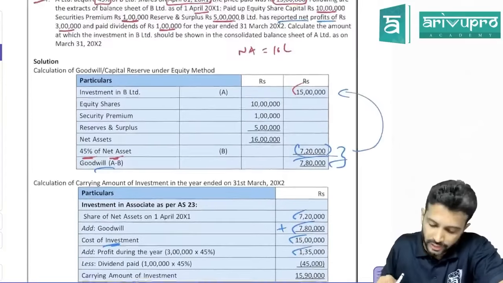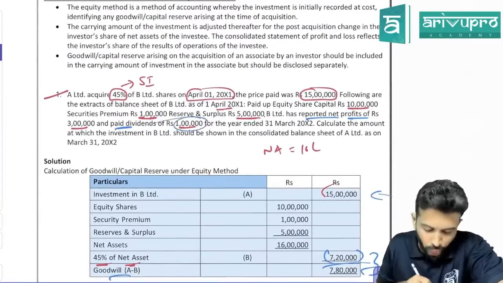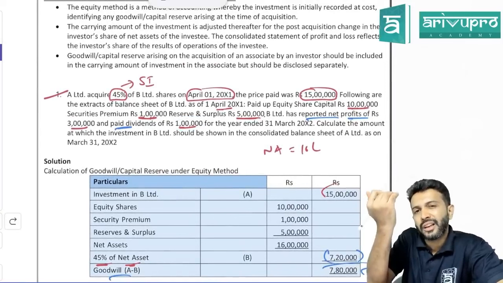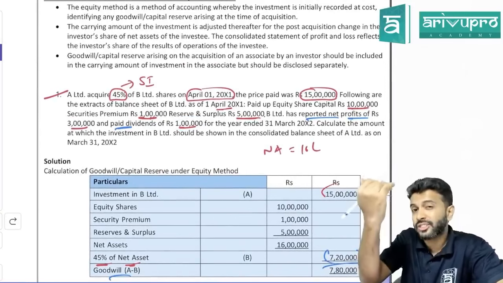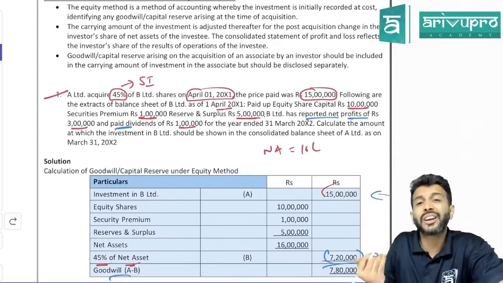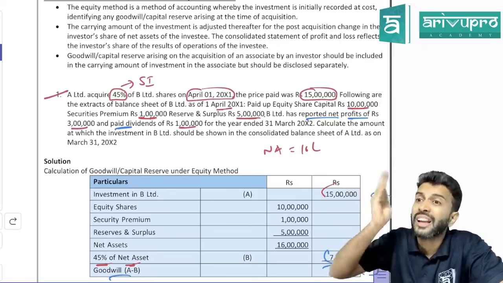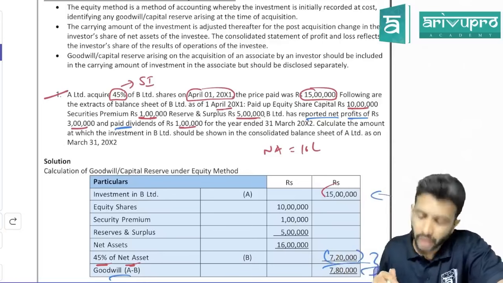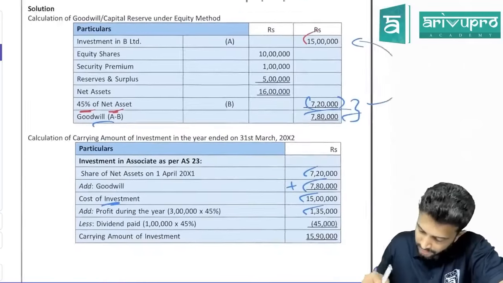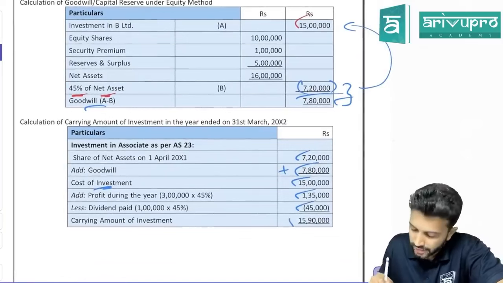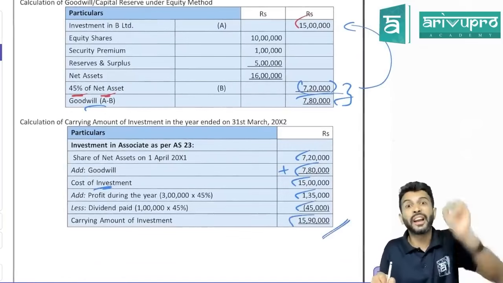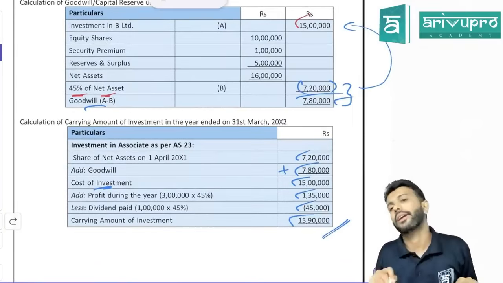Agreed? Okay, next. The associate paid a dividend of 1 lakh. If they pay the dividend, their cash balance will reduce, so their net assets will reduce. So if net assets reduce, our investment balance should also reduce. Full amount or our share? Our share. Take 45% of 1 lakh. How much is it? 45,000, which you need to reduce. So the investment that will come in the consolidated financial statement is 15 lakh 90,000.